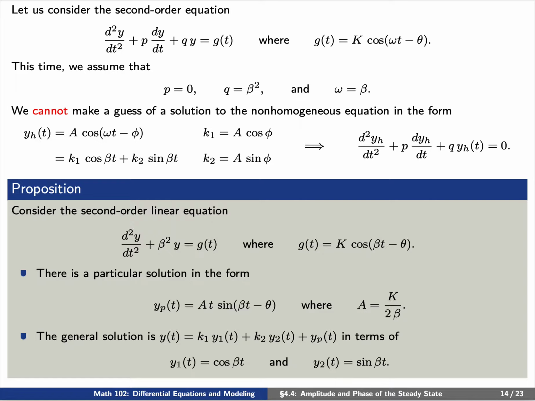Instead, we find that there is a particular solution of the form y sub p equals capital A times t times sine of beta t minus theta, where capital A is capital K over twice beta. And so we can express the general solution as a combination of this function y sub p, as well as cosine beta t and sine of beta t.